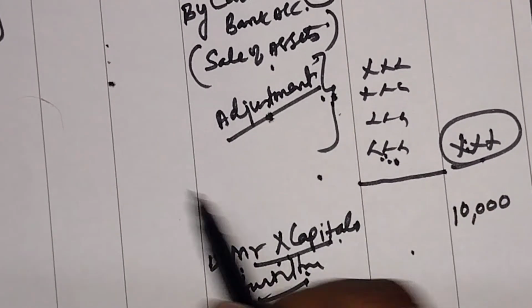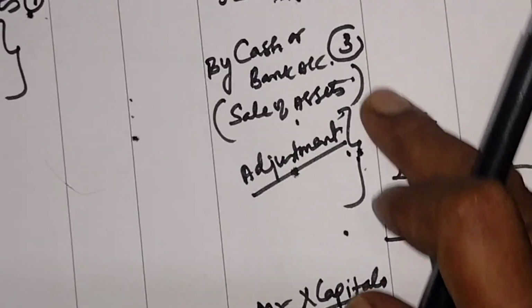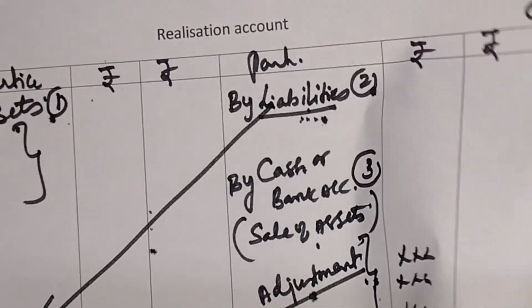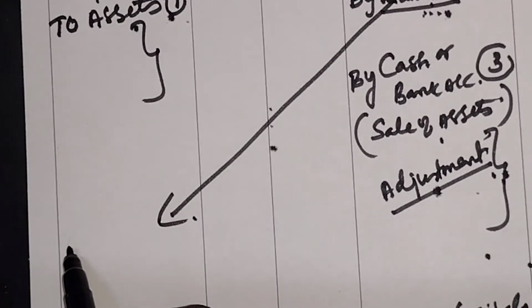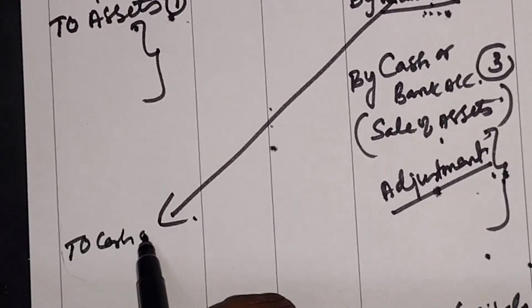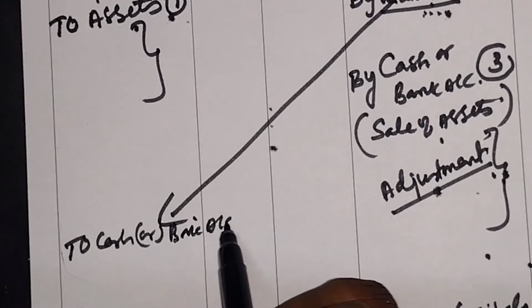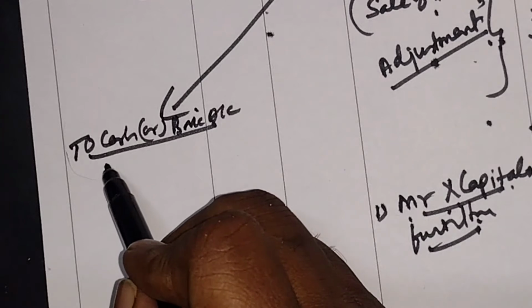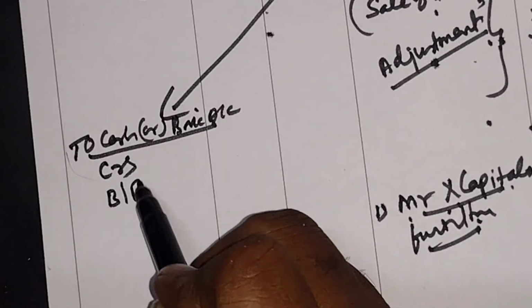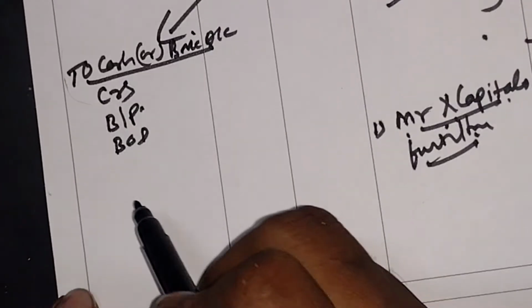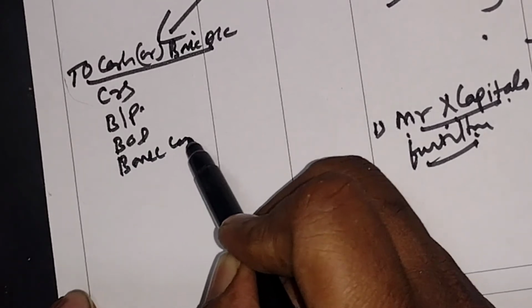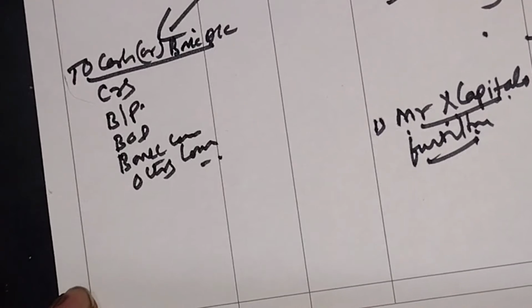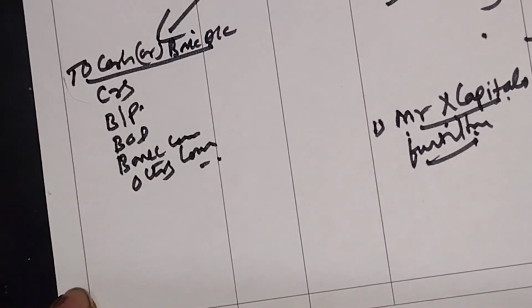So after this third stage, sale of assets, all the liabilities that we have, we have to pay back, and that will appear on the debit side, again against cash or bank account. So normally, apart from this problem, generally what entries will appear? Liabilities: creditors, bills payable, bank overdraft, bank loan, and any other loans. All of this will appear on the debit side of the realization account.